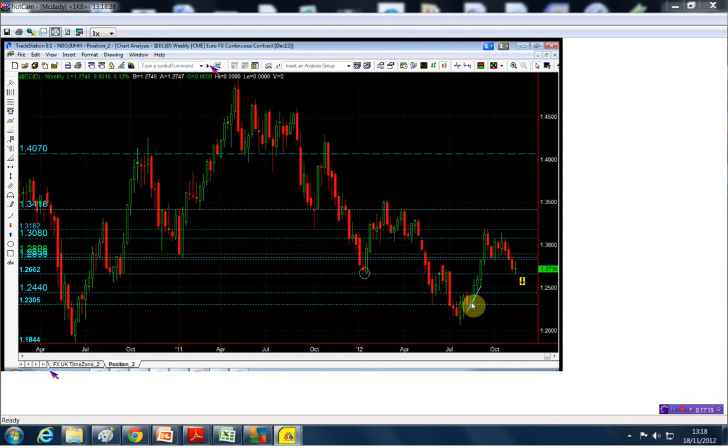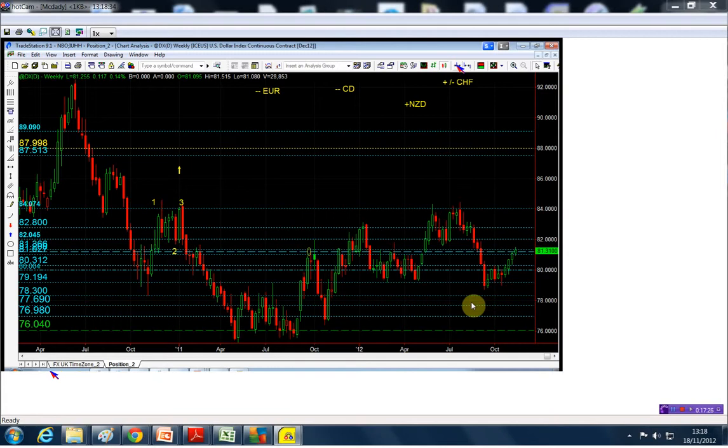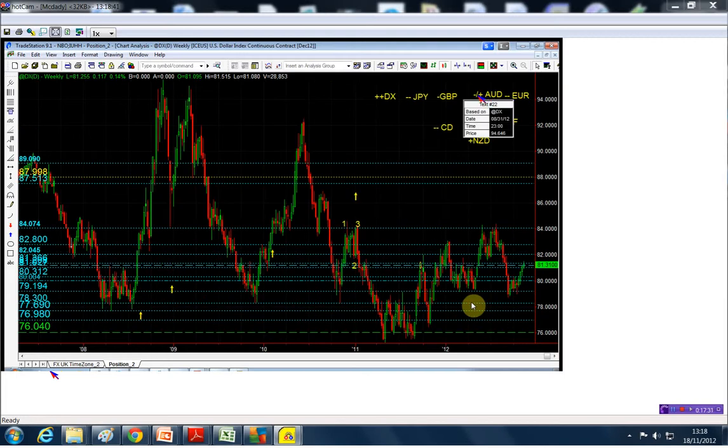So our position for the euro is still going to be the same, quite negative. So we'll be looking at selling the euro. The Swiss now is going to be the next one we're going to talk about.